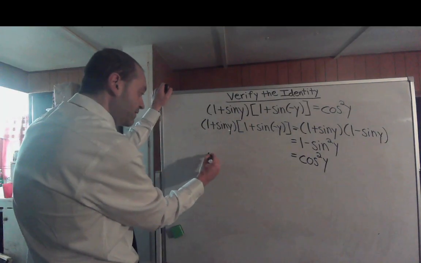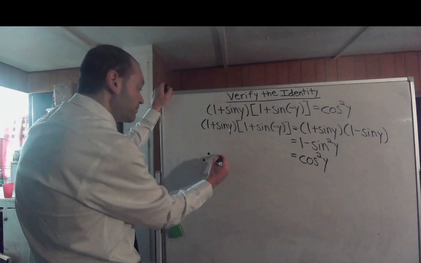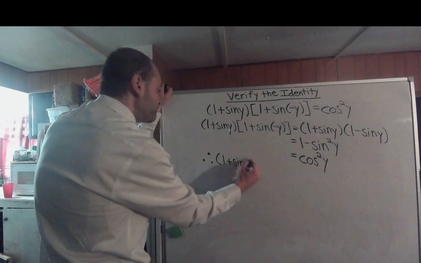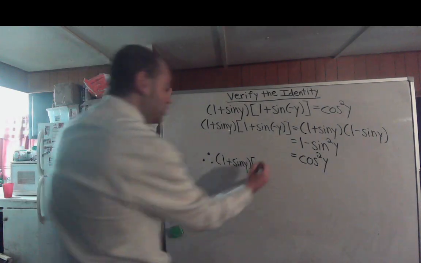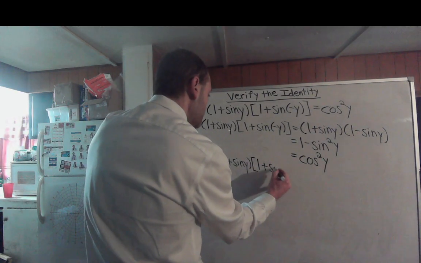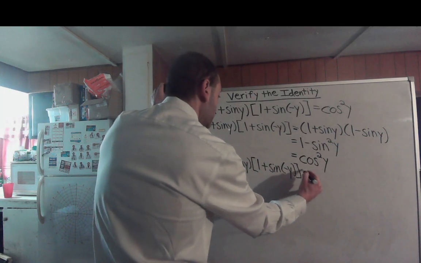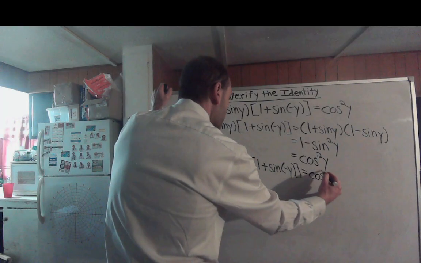So now we have verified the identity. So therefore, 1 plus sine of y times the quantity of 1 plus the sine of negative y equals the cosine squared of y.